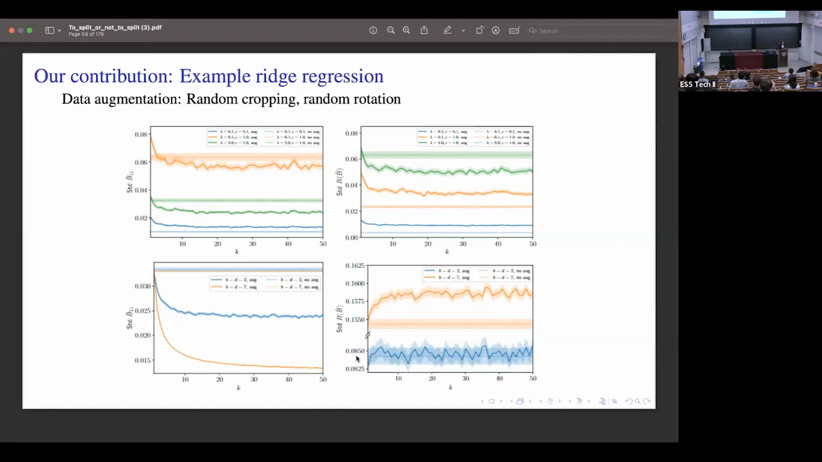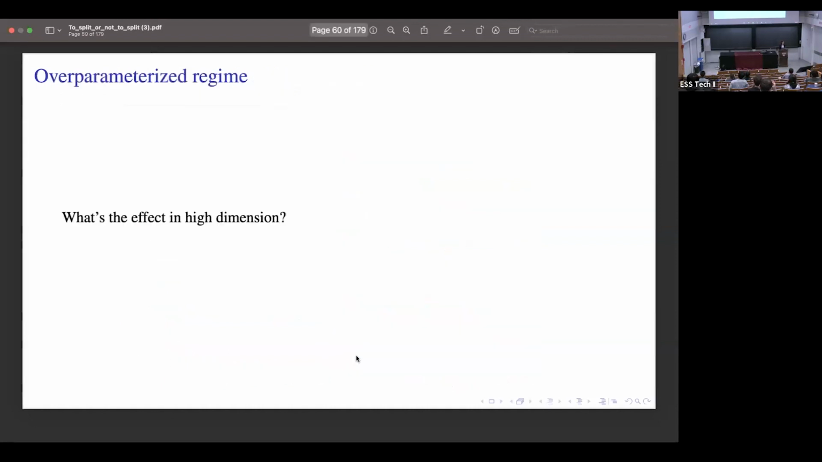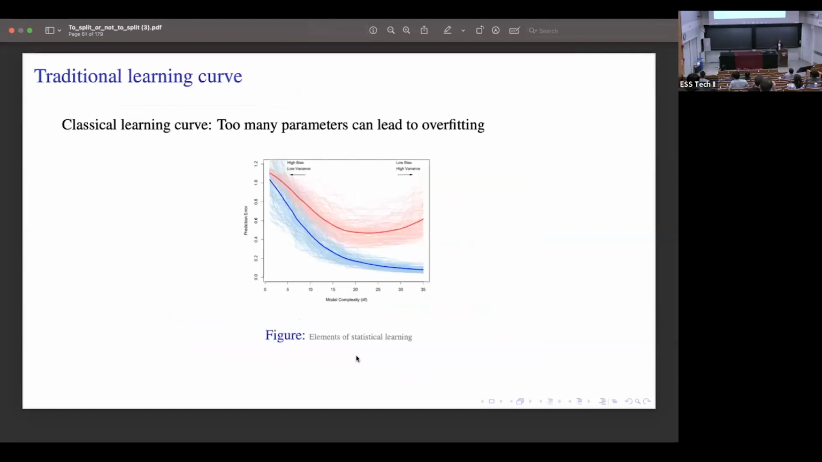So here, this is when the dimension is moderately high. What happens in high dimension? In high dimension, I'm going to study this by looking at the effect of data augmentation on the learning curve. So the classical learning picture that we all know and that we all loved was the following: as I get more and more data, as I increase the complexity of my model, at the beginning, this helps my learning.